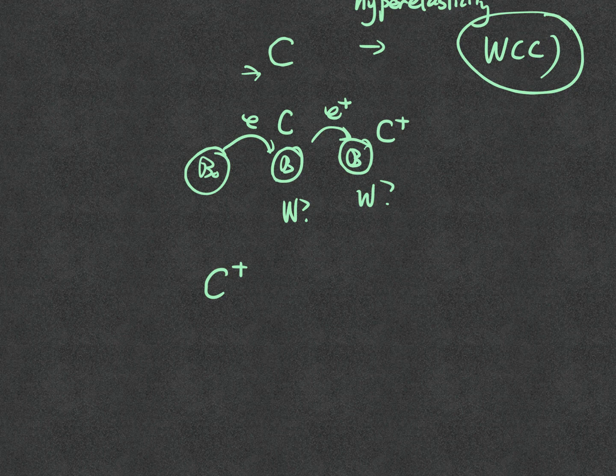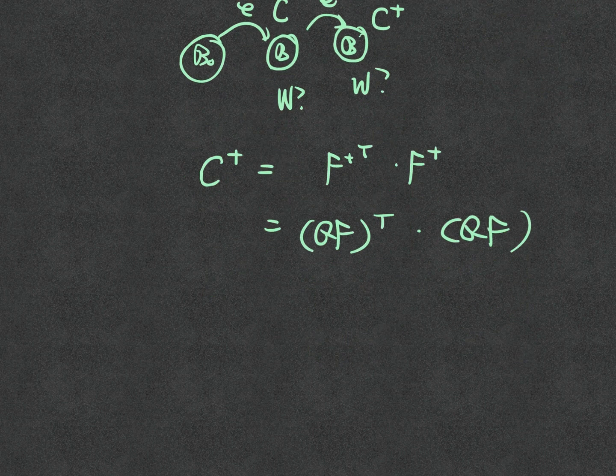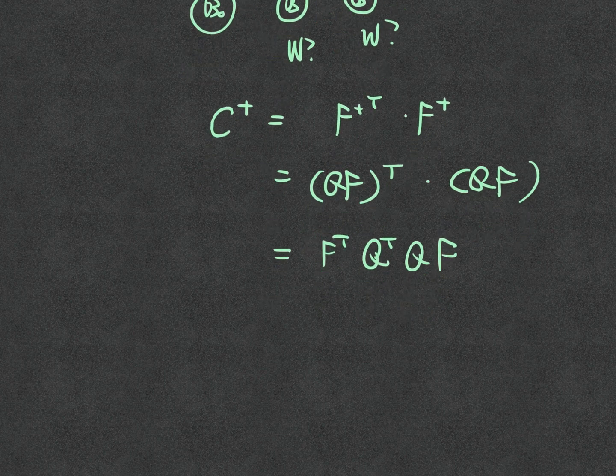C plus can be described as F plus transpose dot F plus. Okay, does that make sense? And this one is equal to (QF) transpose times QF. So far so good. Okay. So the transpose of QF is F transpose Q transpose times QF. Okay, this is also good. This is equal to F transpose F. This is hence equal to C.